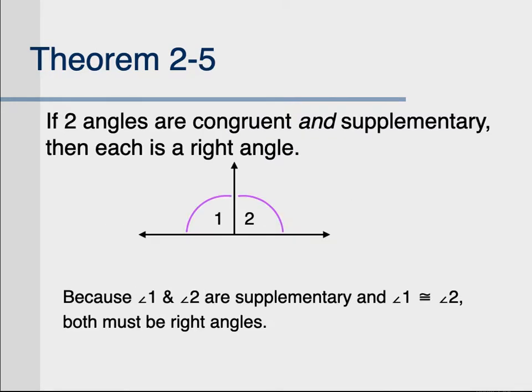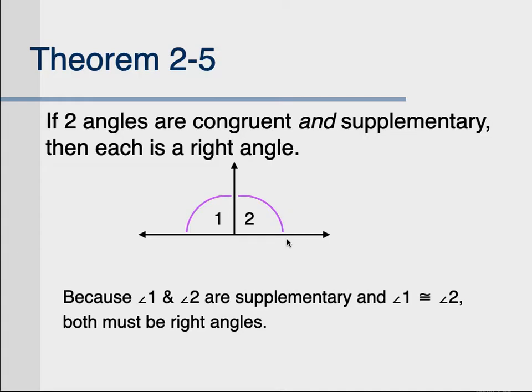Last theorem for today, Theorem 2-5. If two angles are congruent and supplementary, then each is a right angle. Demonstrating that, here we have a diagram, and all we know is that angles 1 and 2 make a straight line. In other words, they're supplementary. They make 180 degrees. And we also know that 1 and 2 are the same size. They have those congruency symbols on them.